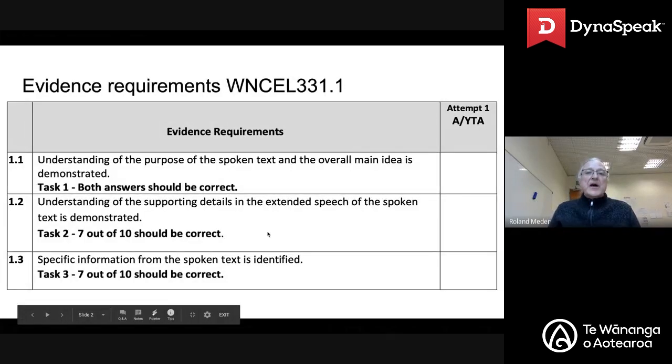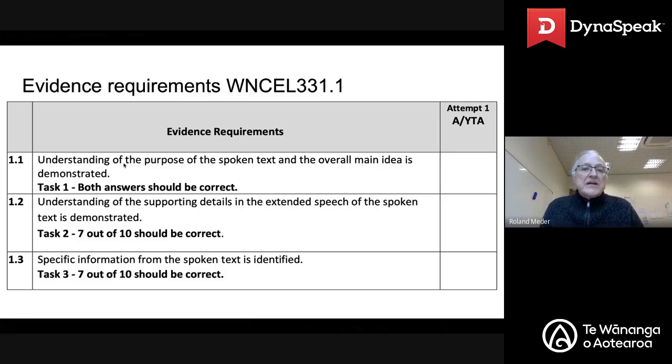Okay, so the evidence requirements, there are three. The first one is that understanding of the purpose of the spoken text and the overall main idea is demonstrated. Now, remember, these are the questions that ask you what the purpose of the text is, and they usually give you 3 or 4 choices to choose from. So you'll be asked what the purpose of the text is and what the overall main idea is. Now, after this, we will be looking at the formative listening practice for the type of question that you're going to get in the assessment.